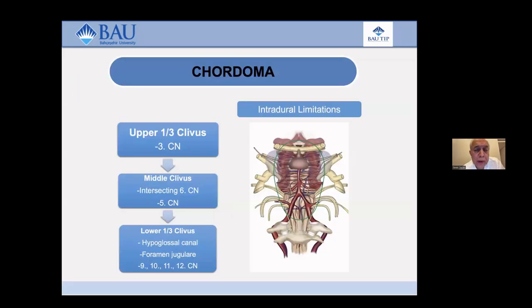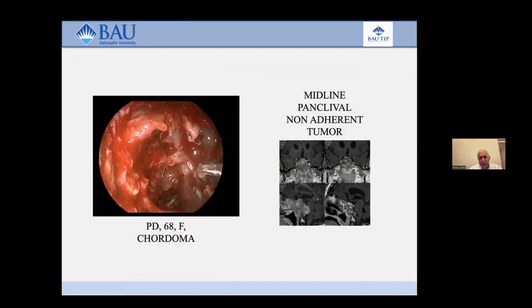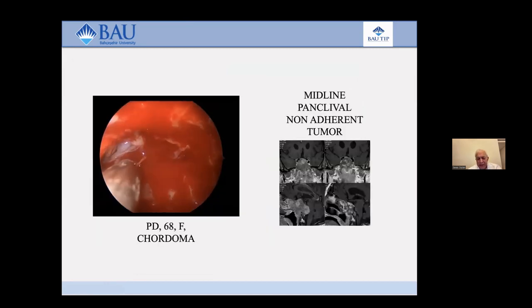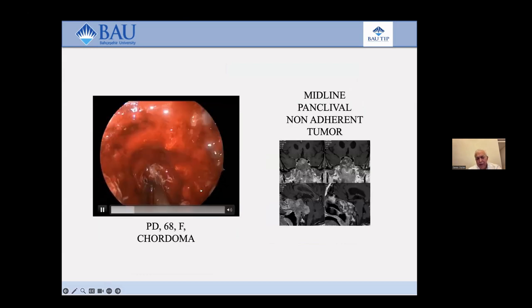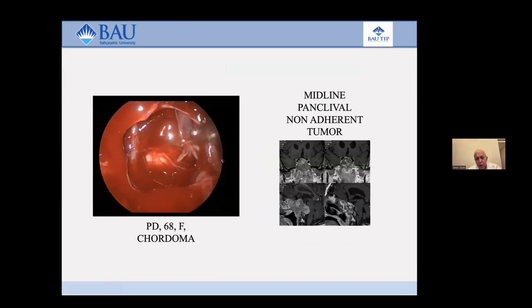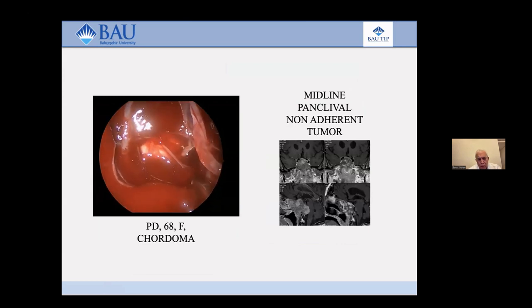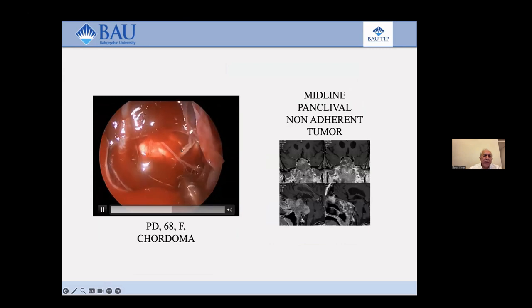For intradural tumor, the limitations are the lower clivus, the hypoglossal canal, and the foramen jugulare laterally, and the medulla oblongata inferiorly. In this tumor, consistency is important for resection. The first case, a huge tumor, extends to the odontoid tip and craniocervical junction. Firstly, the extradural tumor was removed, and then the infested bone and tumor were removed from the intradural region, and the basilar artery, the pons, and the sixth nerves.